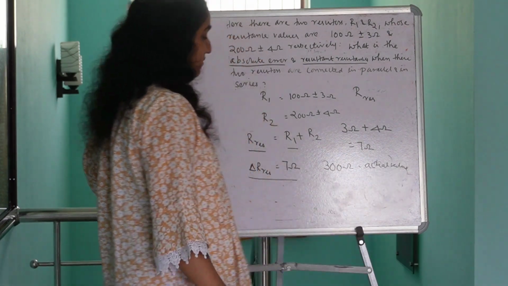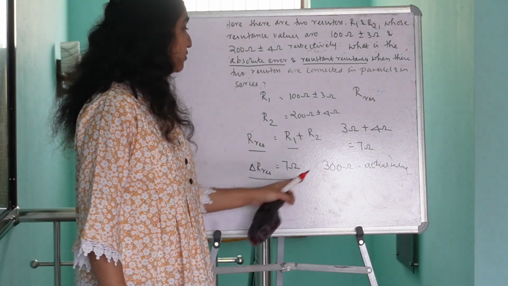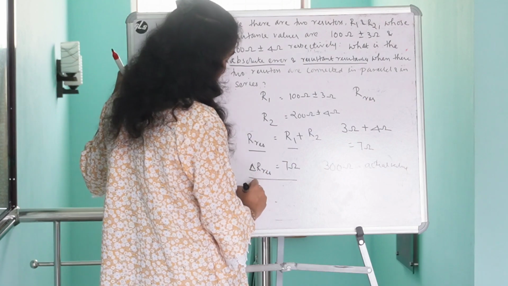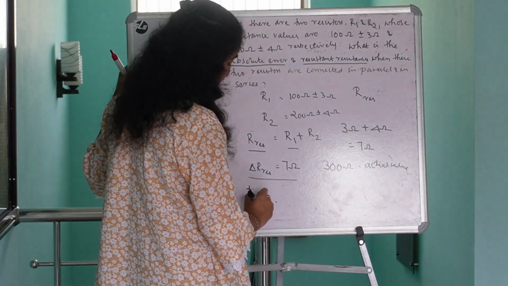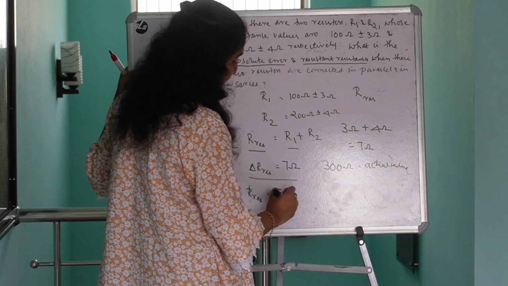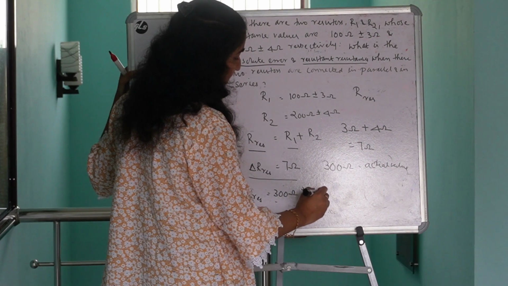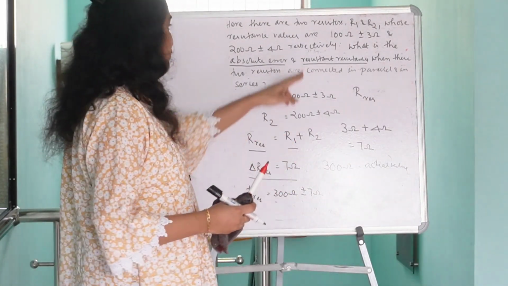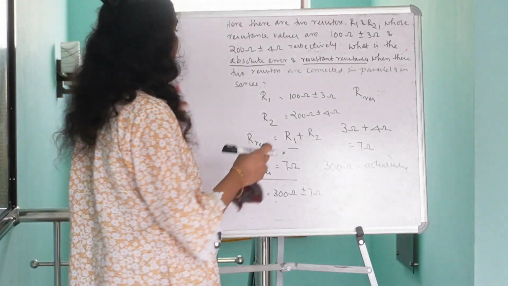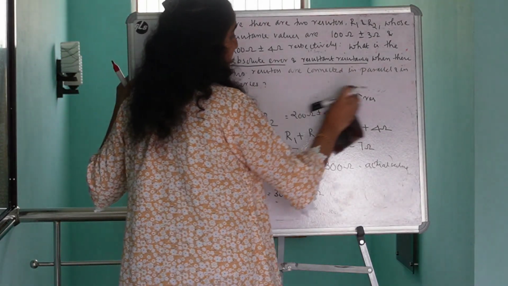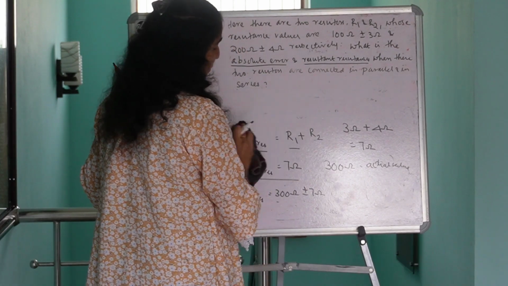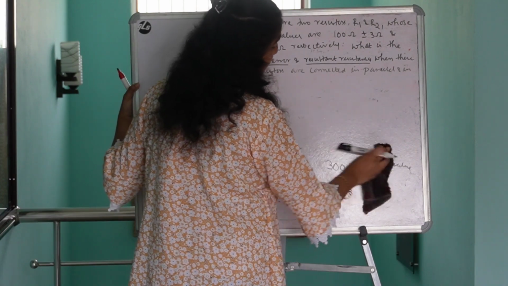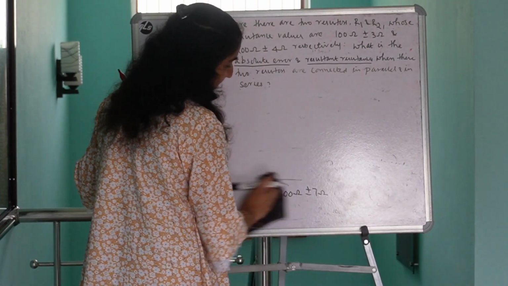So thus we found the two components in the resultant resistance, that is actual value and error. So what is the resultant resistance? R resultant is equal to 300 ohm plus or minus 7 ohm. Is it clear? So that is how we find the resultant resistance when two resistors are connected in series. Now let's see how to find the resultant resistance when two resistors are connected in parallel.